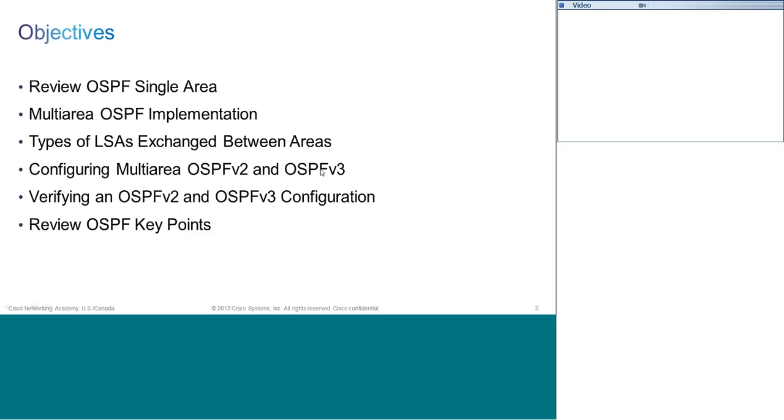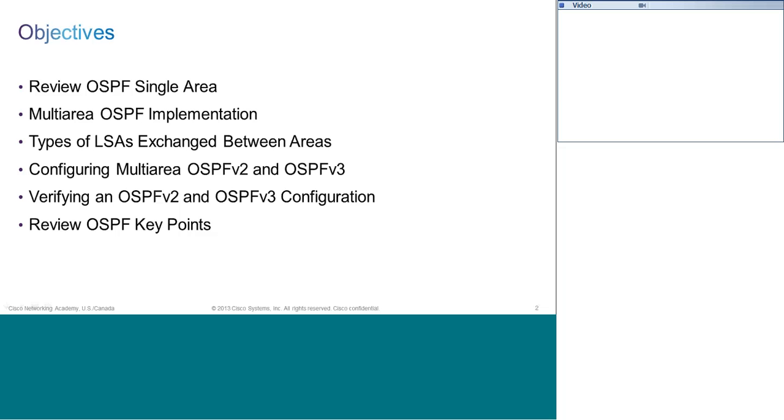The presentation will be broken into 3 recordings. Part 1 of the recordings will include a review of OSPF single area. Part 2 of the recordings will include multi-area OSPF implementation and the types of LSAs exchanged between areas. Part 3 will include configuring multi-area OSPF version 2 and OSPF version 3, verifying an OSPF version 2 and OSPF version 3 configuration, and a review of the OSPF key points.